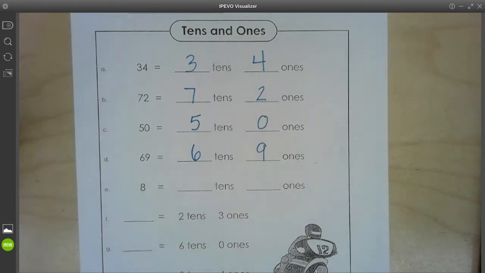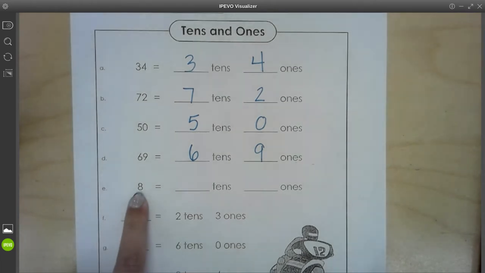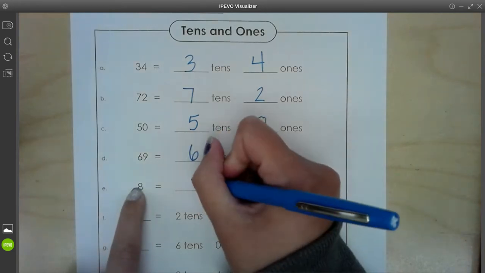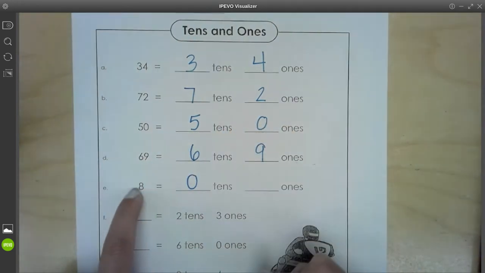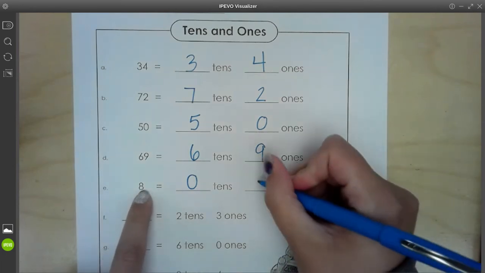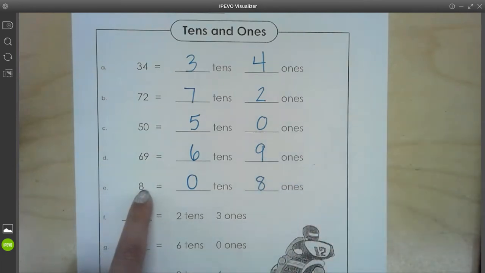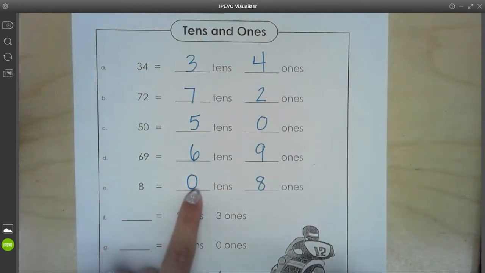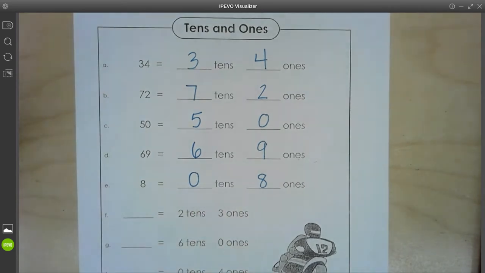And our last number here is just the number 8. If you're looking at it, I don't see any tens. So we have 0 tens. There's nothing before it. But we have 8 ones. So 8 has no tens, but only 8 ones. So 8 is just 8 ones.